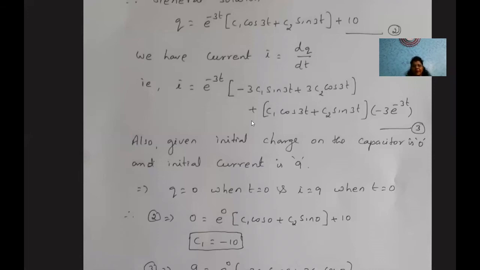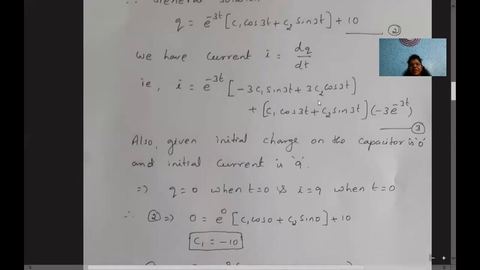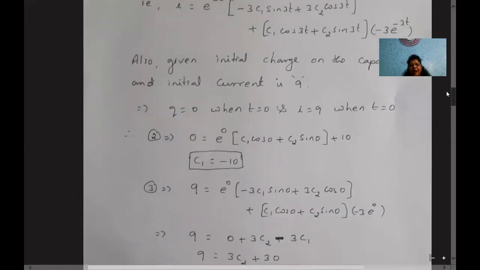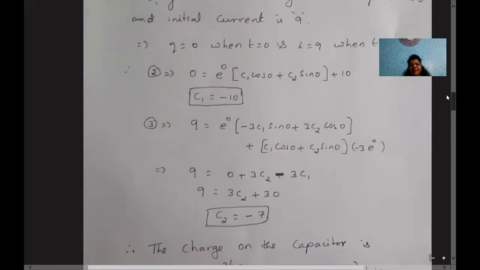Now I am applying the condition. Initial charge on the capacitor is 0, which means q equal to 0 when t equal to 0, and initial current is 9, which means I equal to 9 when t equal to 0. Substitute these two conditions in equation numbers 2 and 3. We will obtain the values of c1 and c2.